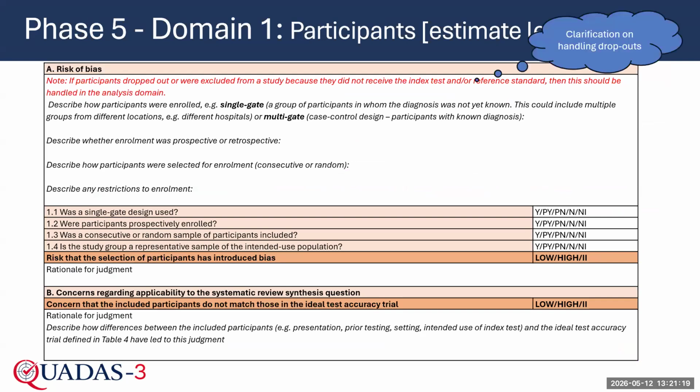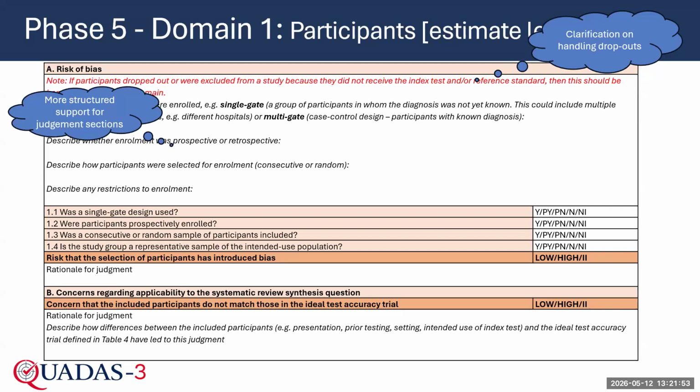Up at the top of this participants domain, we've just got clarification on handling of dropouts because it's often unclear which domain to cover those in. So we've got some guidance here that says if participants dropped out or were excluded from a study because they did not receive the index test and or the reference standard, it should be handled in the analysis domain. In the participants domain, we're just interested in who's actually getting into the study, who's being included, not who drops out once they're included. So we've clarified that up at the top.